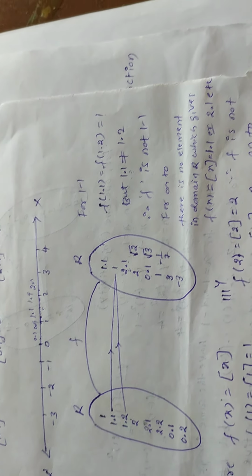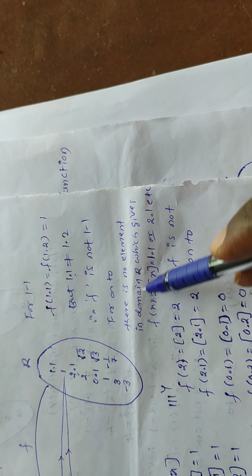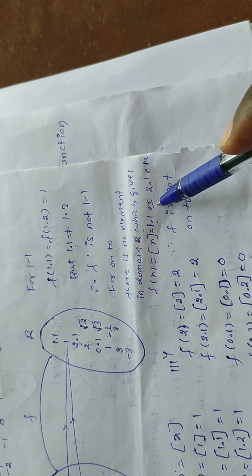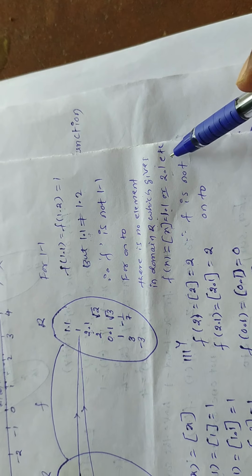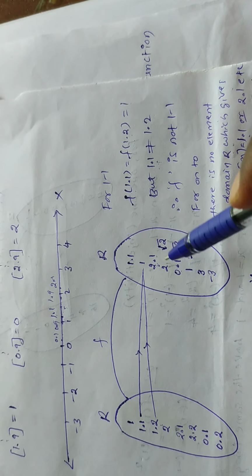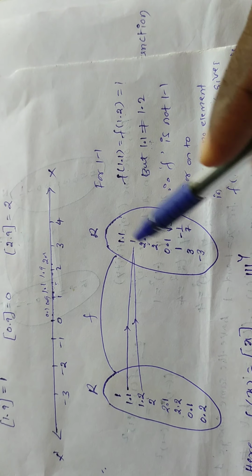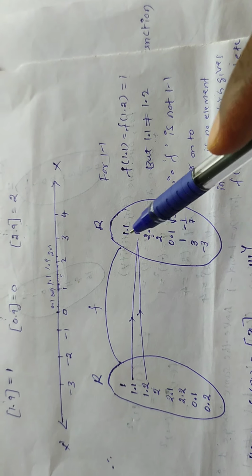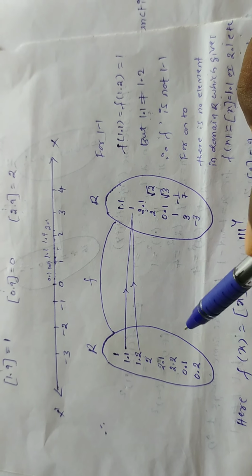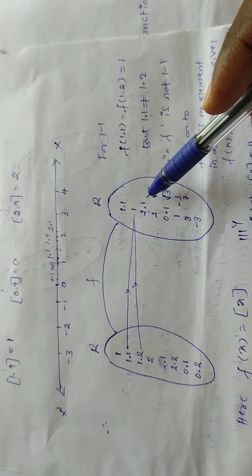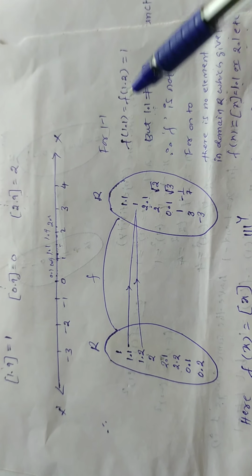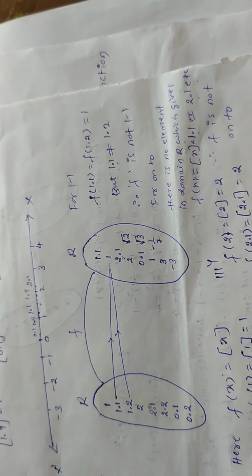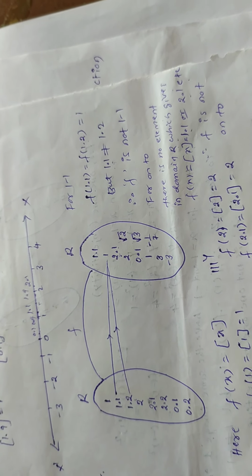Okay, we can write this as: there is no element in domain R which gives f of x equals greatest integer function of x equals 1.1 or 2.1, because it always gives an integer, not a decimal number. Hence you get only integers here, negative integers and positive integers, but not decimal numbers. Means there is no element in domain R which gives 2.1. Hence it is not onto. This greatest integer function is neither one-one nor onto.